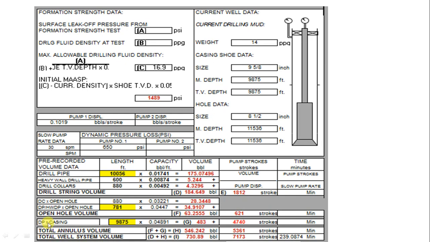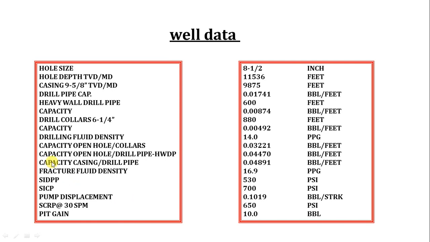Number three, drill pipe and casing. As I told you, here also you will get the capacity of the casing and drill pipe. That's the third, three.